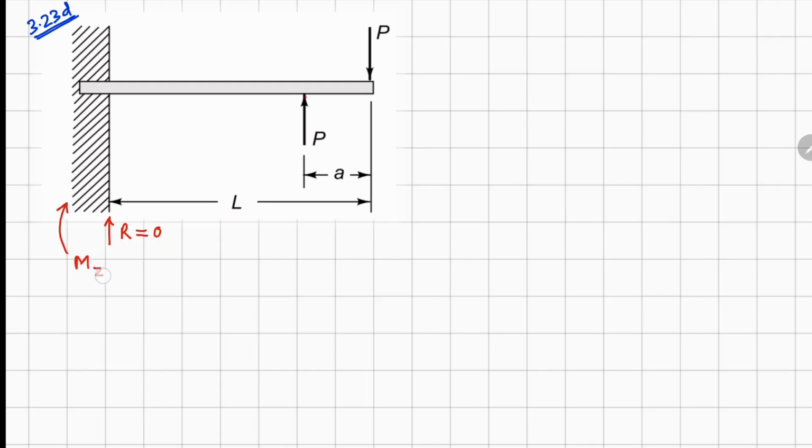Let's call that Mz. So if you do the moment balance here, your Mz minus P(L minus A), because of this force right here, the distance here is L minus A, plus PL because of this force about this point, is going to be PL equals to 0. You can see the value of Mz in this case, this PL and this PL will cancel out, so you are going to get minus PA. So this value right here is minus PA.